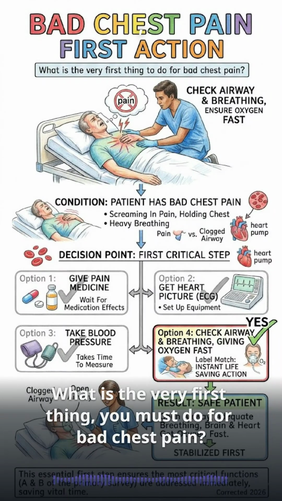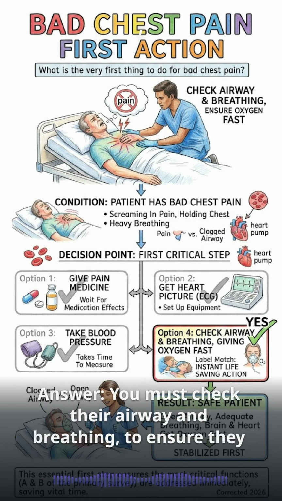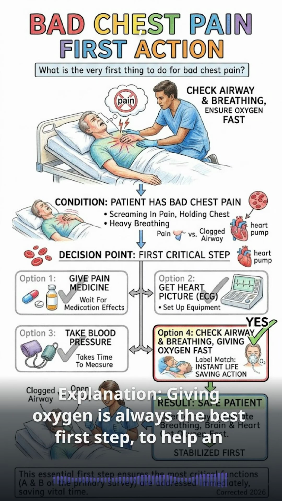73. What is the very first thing you must do for bad chest pain? You must check their airway and breathing to ensure they get oxygen fast. Giving oxygen is always the best first step to help an injured heart and lungs.